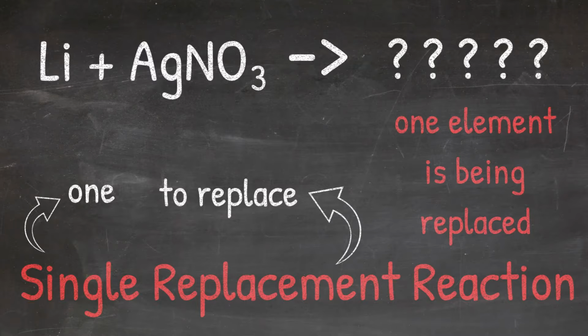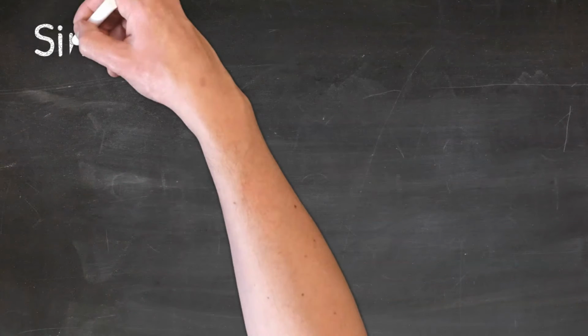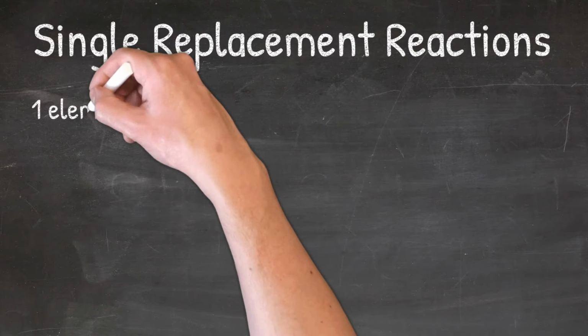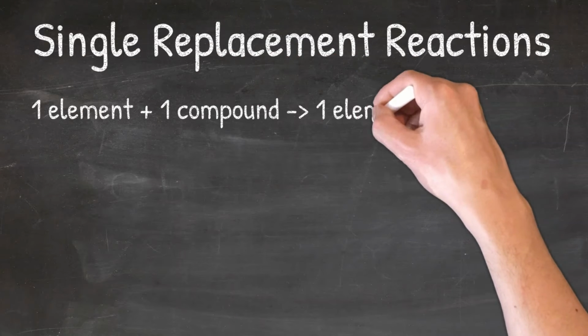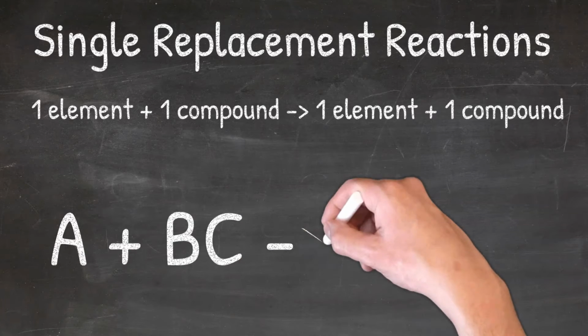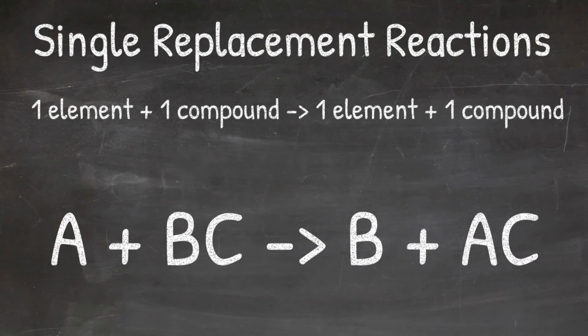Before we look at how to actually predict the products of a single replacement reaction, we need to first be able to identify a single replacement reaction in the first place based off the reactants that we are starting with. Single replacement reactions will always start with one element and one compound as reactants. The products will always be a different element and a different compound. We can use the generic equation A plus BC yields B plus AC to represent a single replacement reaction.